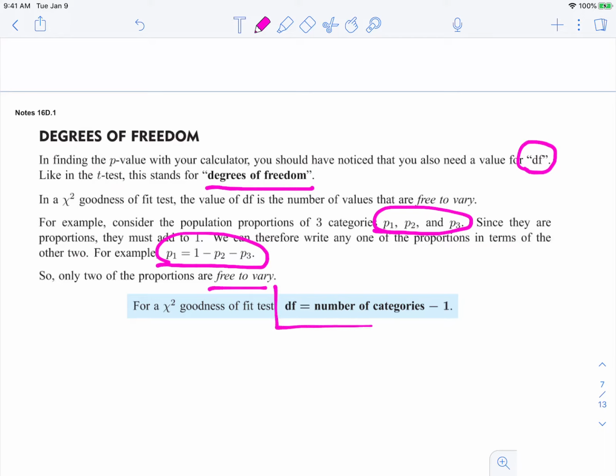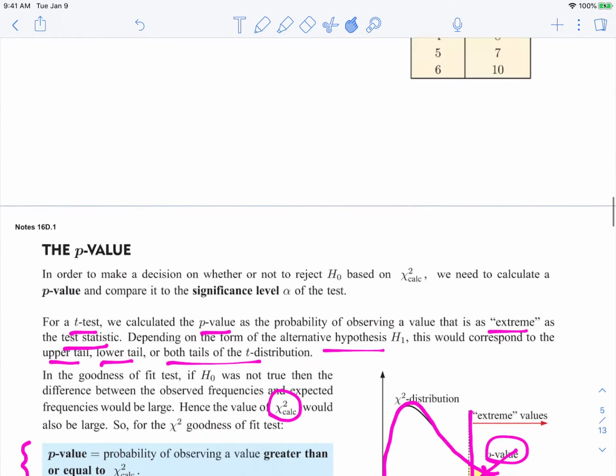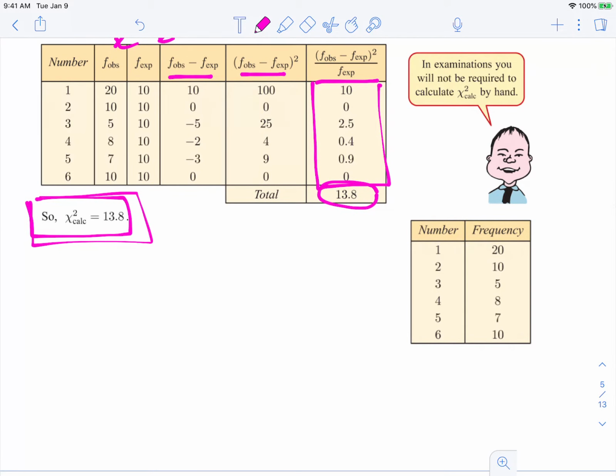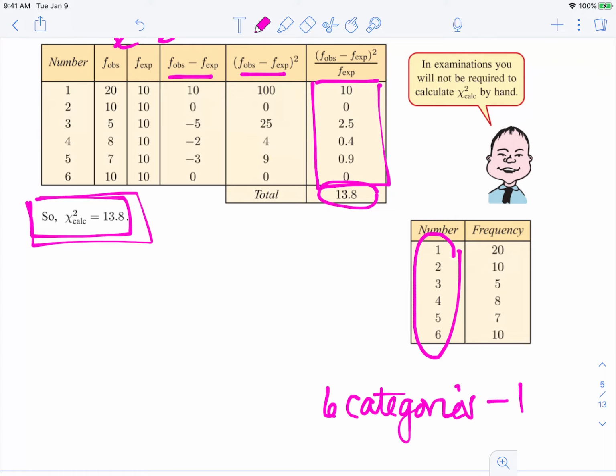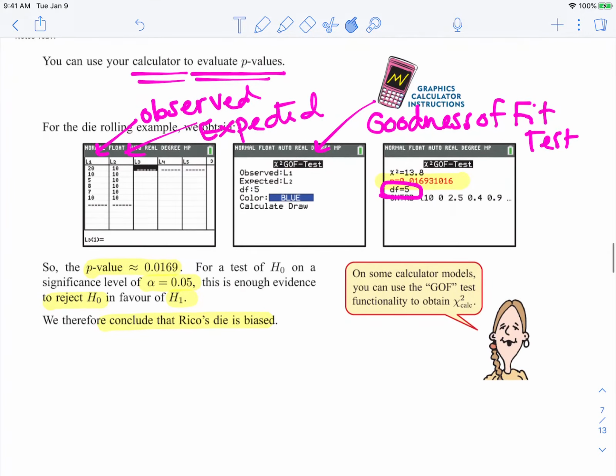So here's the equation you must know for chi-squared goodness of fit test. The number of categories there are, and you're going to subtract 1, is how you find the degrees of freedom. So if we go up to this word problem, there were 6 categories. And you would subtract 1 to give you 5. So the degrees of freedom would be 5. And that's where it is on the graphing calculator that we talked about earlier.